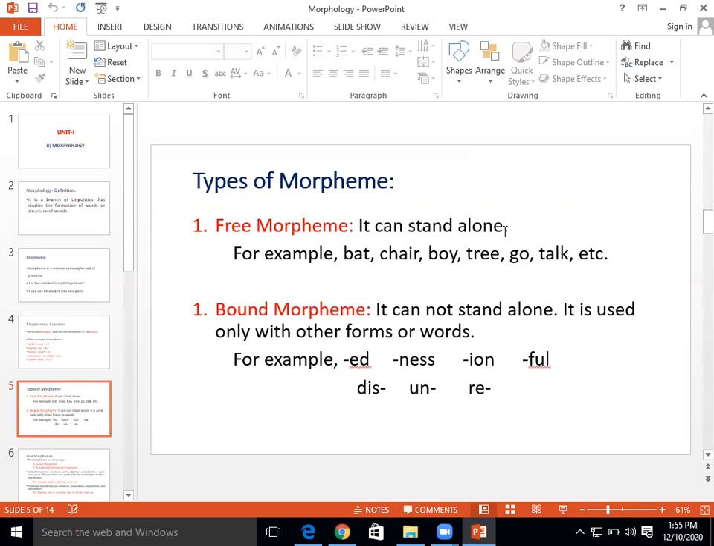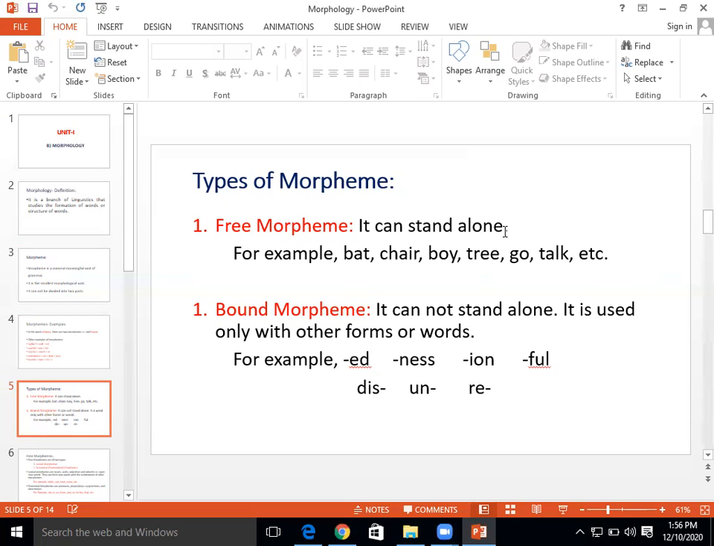Okay. Now, what is a bound morpheme? Bound morphemes are also words, but they cannot stand alone. They are actually parts of words. They are used to form other words, or they are added to free morphemes to form new words. When we add a bound morpheme to a free morpheme, or maybe a combination of two bound morphemes, new words are formed.